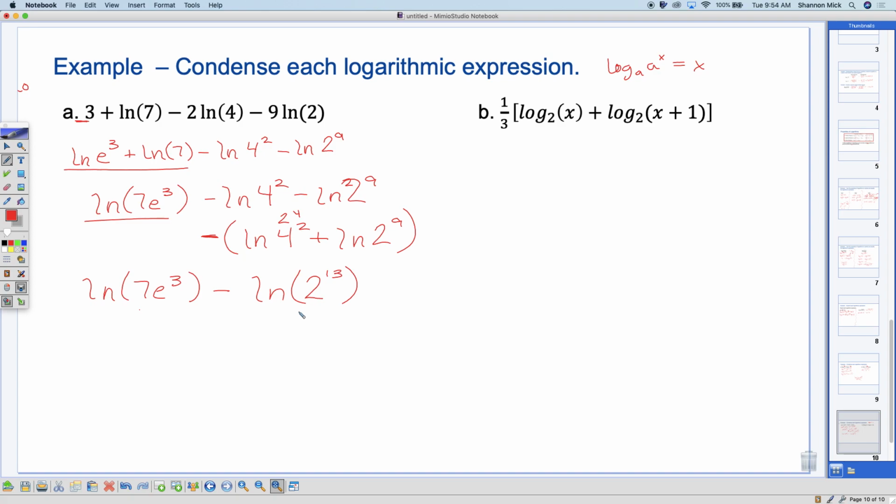Wait, how did you get the 13? She lost me. Okay, 4 squared is 16, right, but don't even think about that. If I have a 2 here, 2 squared, yes? And then square it. So it'd be 2 to the what? 4th. And this means multiply, so I add the exponents. So 4 plus 9 is 13. So I now have the natural log of 7e to the 3rd over 2 to the 13th.